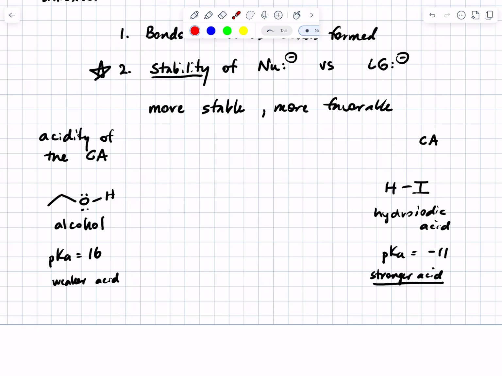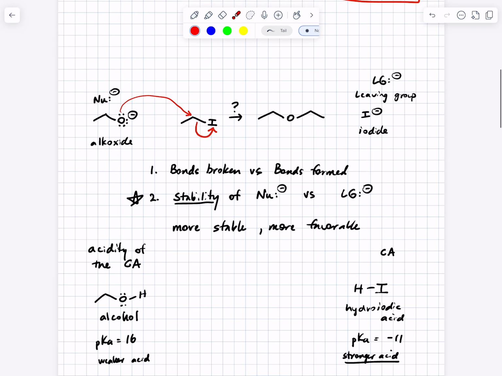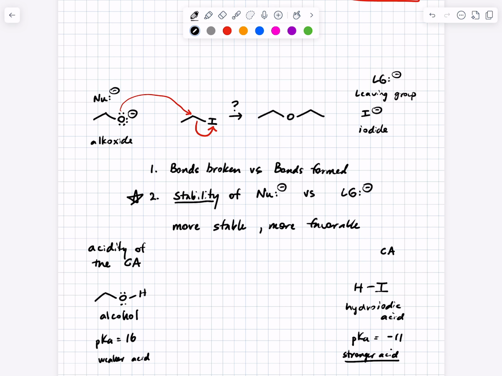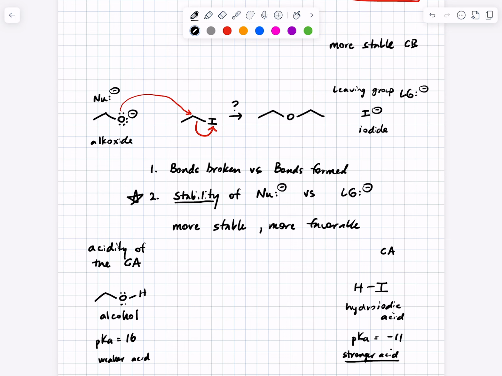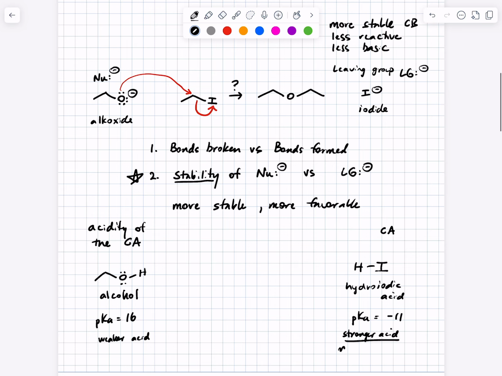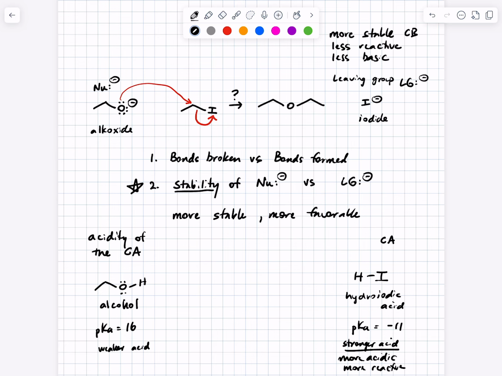All right, now we've decided that HI is the stronger acid. What does that have to do with the conjugate base? It turns out that the stronger acid has a more stable conjugate base. And interchangeable with the idea of a more stable conjugate base is the idea that this conjugate base is less reactive, less basic. Okay? So the stronger acid, the more acidic acid, the more reactive acid has the less reactive, less basic, more stable conjugate base.